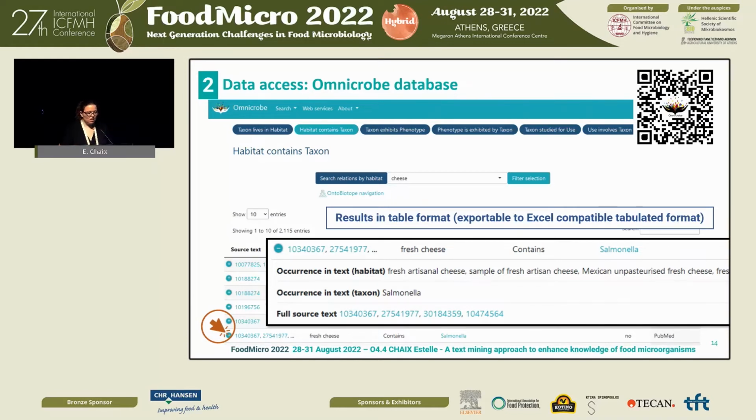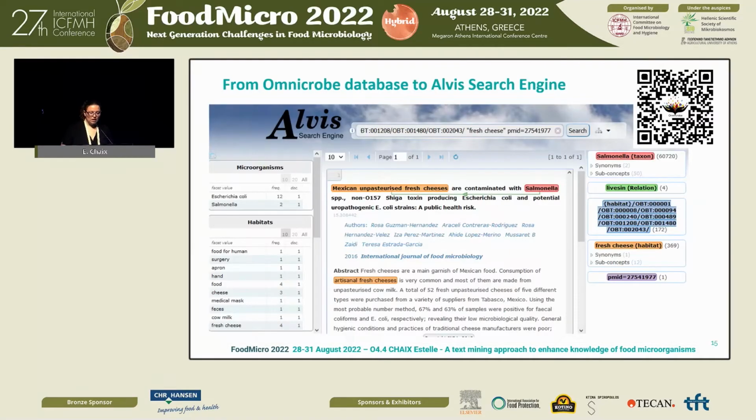So you can see here the real occurrence in text that matches with the fresh cheese and how authors write it, in fact. And you can also go from Omnicrobe databases to Alvis search engine by clicking on the number that is the PMID number linked to the publication. And here you can see where the information that you see on the table is in the context of the text.